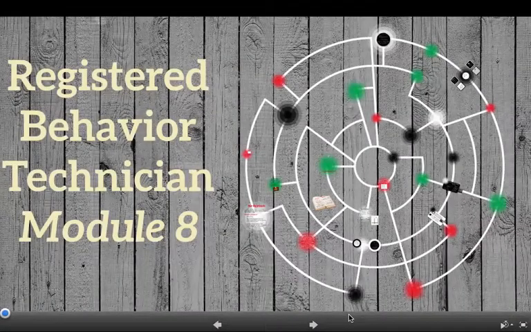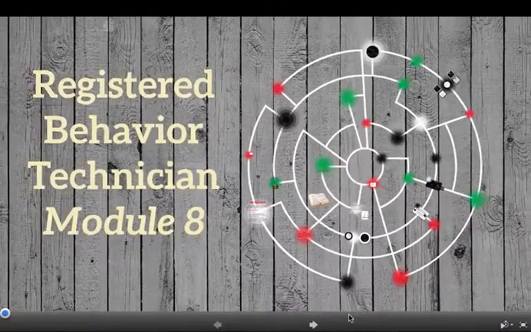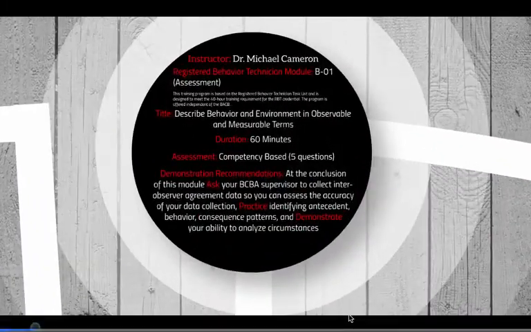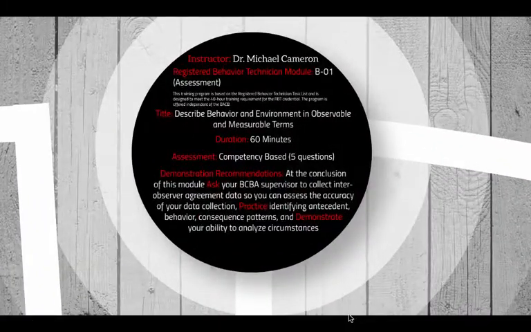This is the Registered Behavior Technician, Module 8. The specific strand that this is associated with is the Registered Behavior Technician, Module B01, and that falls into the assessment category. Just want to remind you that this training program is based on the Registered Behavior Technician task list, and it's designed to meet the 40-hour training requirement for the Registered Behavior Technician credential.